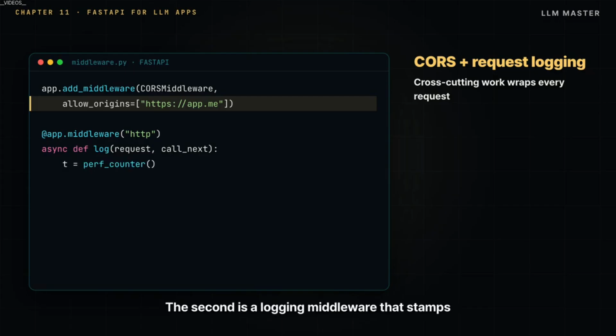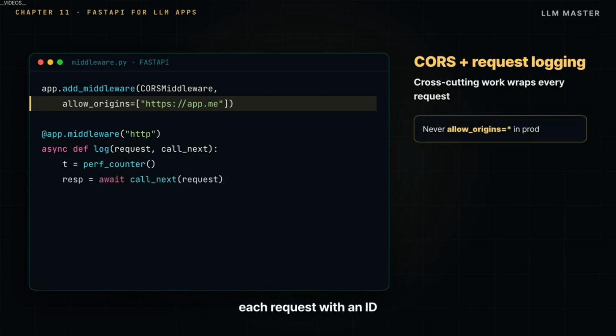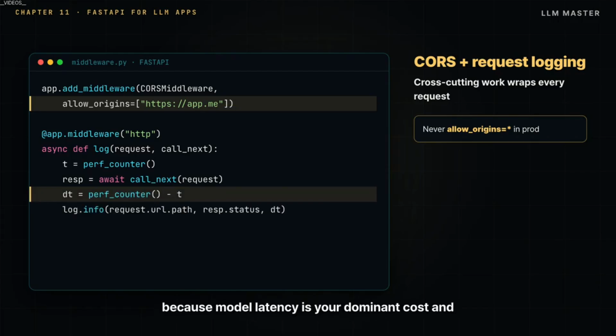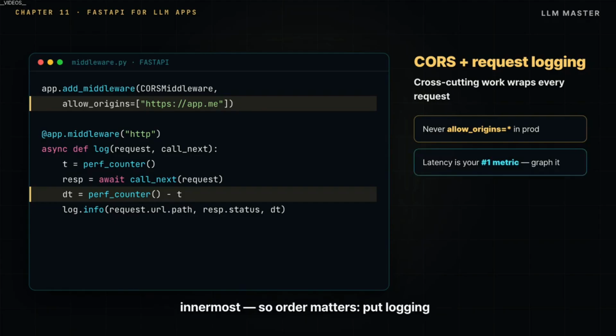The second is a logging middleware that stamps each request with an ID, times how long it took, and records the path and status. For an LLM service, that timing is gold, because model latency is your dominant cost and your top user complaint, and you want it on a graph, not in your imagination. Middleware runs in an onion. Outermost wraps innermost, so order matters. Put logging outside auth if you want to log rejected requests too.